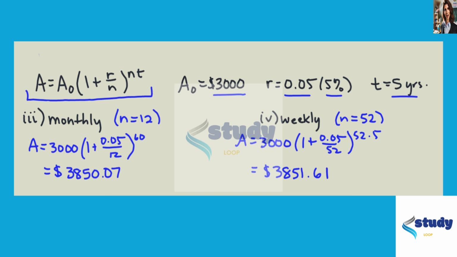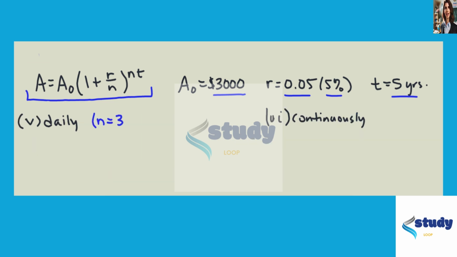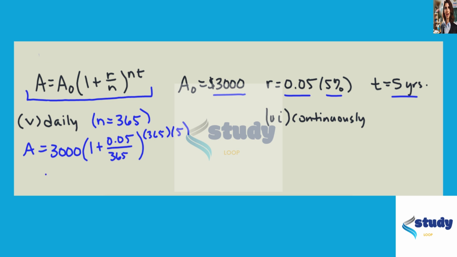And for the fifth part of part A, daily compounding, we'll use n equals 365. So we have A equals 3,000 times 1 plus 0.05 over 365 raised to the power 365 times 5. Put that into a calculator, and we get $3,852.01.